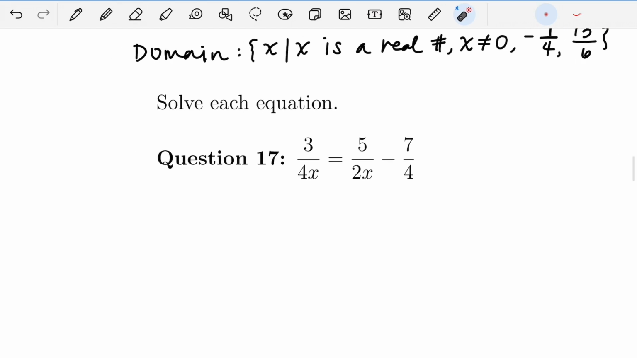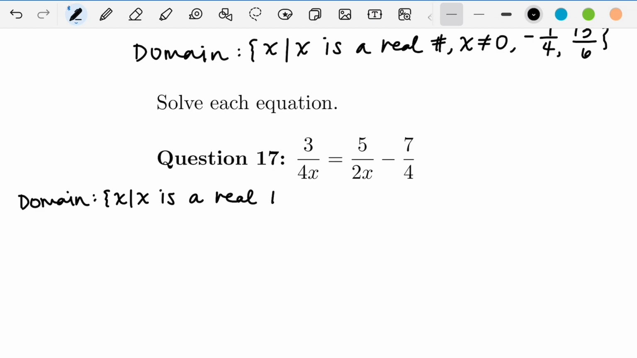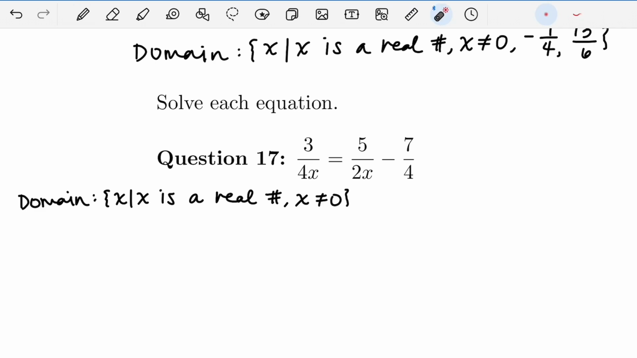Looking at this, we can clearly see that for this expression here, 5 over 2x, if x is equal to 0, then we're dividing by 0, which is going to make this undefined. And similarly for this one, if x is equal to 0, this will be undefined. So this means our domain in set builder notation here is x such that x is a real number not equal to 0.